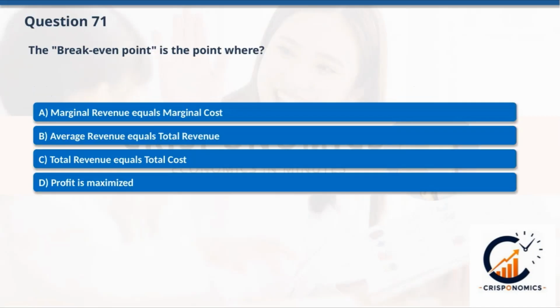Let's talk about the break-even point, a key concept in understanding business performance. It's the moment where total revenue matches total cost. In other words, the business isn't making a loss, but it's not making a profit yet either. This is different from concepts like marginal revenue equaling marginal cost, which relates to profit maximization. So the break-even point is all about covering costs exactly, no more, no less.